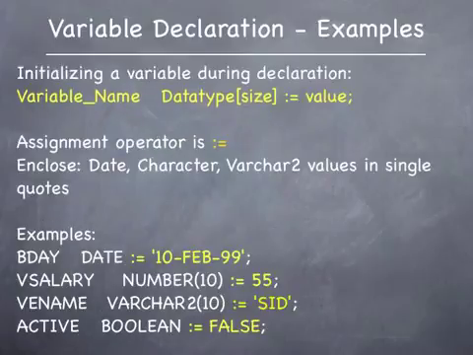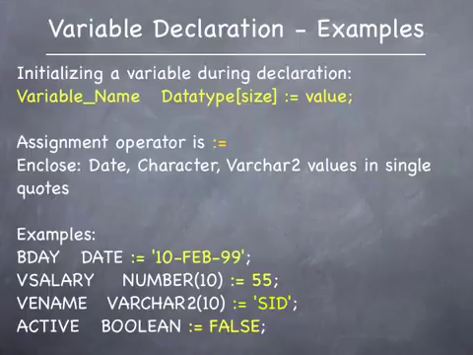Here you're looking at initializing a variable during its declaration. Storing a value into a variable is done using the assignment operator, which is a colon followed by the equal sign. When you are initializing a variable with a value during its declaration, you can specify the value after the assignment operator. Date, char and varchar2 variables should be enclosed in single quotes.